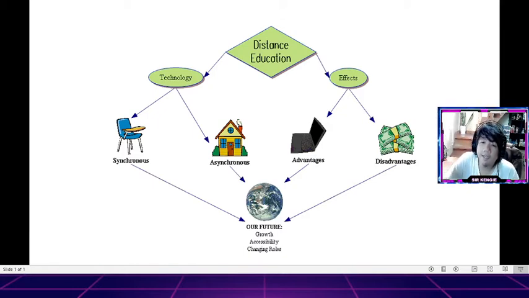Okay. Another issue or concern that I raise, aside from the technology, is the effects or the results. Okay. So from the technology, let's go back to the technology. Another idea that is connected to technology and is also related to distance education are the two types of modality. We have the synchronous or the online learning modality, and asynchronous or the offline setting or mode of learning.